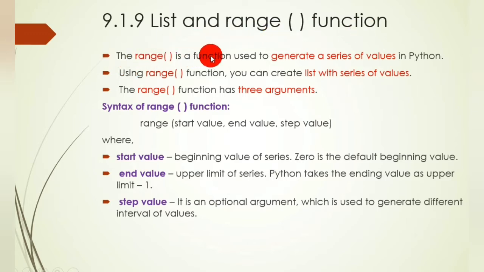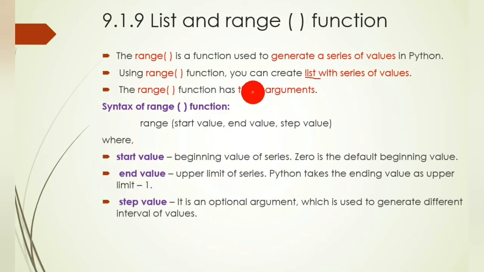The range is a function used to generate a series of values in Python. We already know the range function from chapter 6, control structures. In the for loop we use the range function to create a series of values. Can you remember? The range is a function used to generate a series of values in Python. Using the range function you can create a list with a series of values. We can also use this range function to create a list with a series of values.